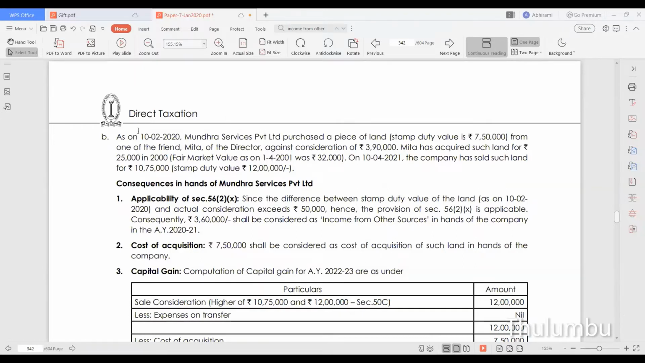இப்போ இந்த question எடுத்துக்கிட்டீங்கன்னா question number B, as on 10 February 2020, Mundra Service Private Limited purchased a piece of land, stamp duty value 7,50,000 from one of the friend Mita for 3,90,000. Mita has acquired such land, அதெல்லாம் தேவையில்லை. So first we will find out whether applicability of income from other sources.